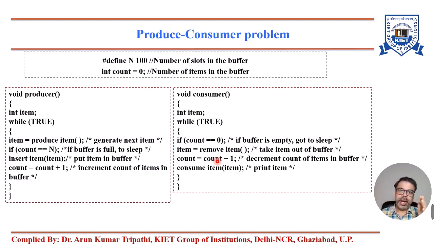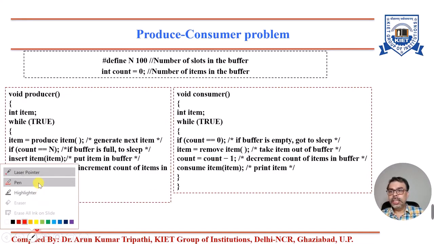Everything is working fine as long as the producer code and consumer code execute one by one, if there is no context switching. But when there is a context switching, this may lead to an absurd or incorrect result.